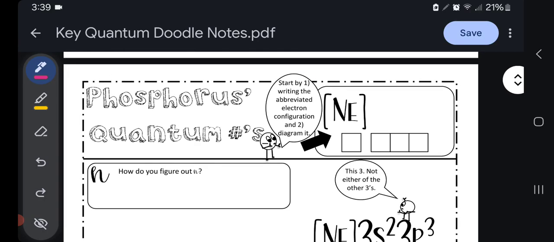Now for this part, they said, all right, let's say you've got phosphorus. So go ahead and look at your periodic table and find phosphorus.